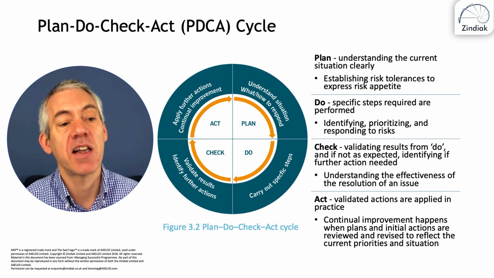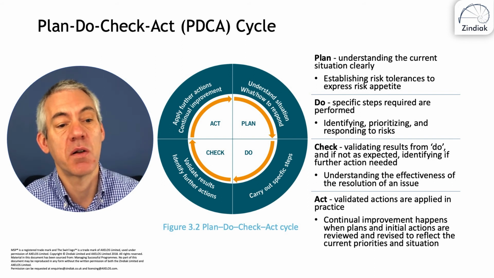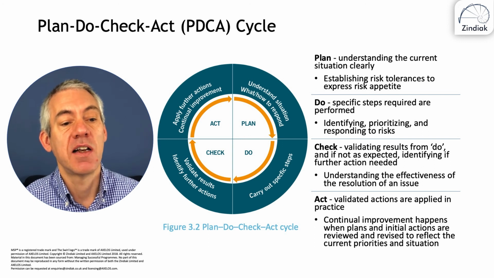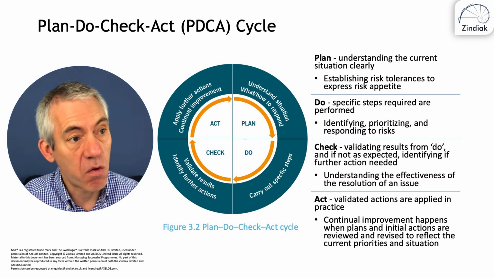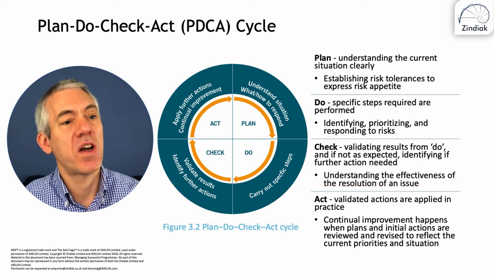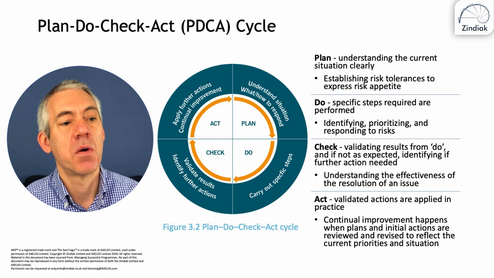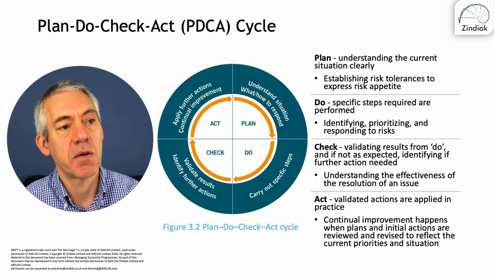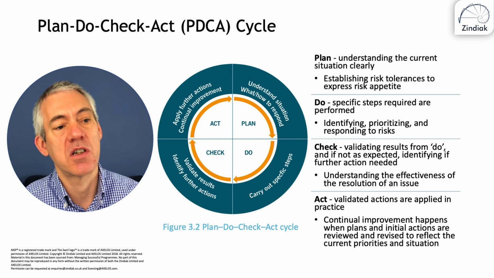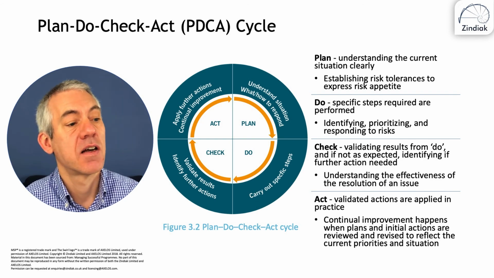And then finally, act. Validated actions are applied in practice. So continual improvement happens when plans and initial actions are reviewed and revised to reflect the current priorities and situation. And we go around that loop. So for the exam, you just need to be able to recognise the plan, do, check, act, and what we do in each area. It's fairly straightforward. Expressing risk appetite, responding to risks, understanding the effectiveness of resolution of an issue, and then continual improvement in the act.